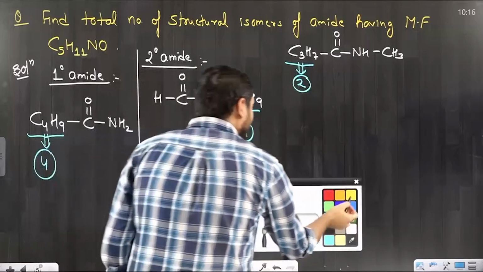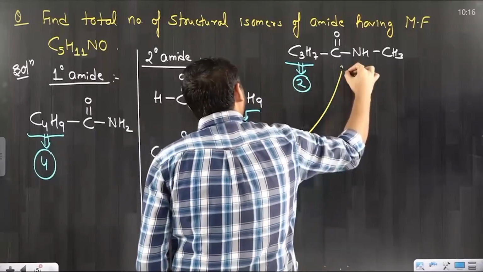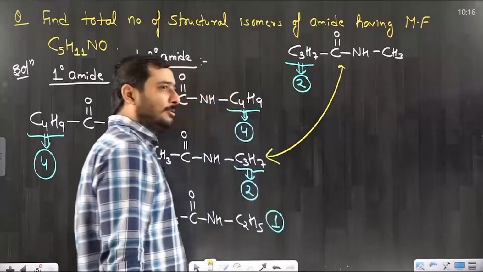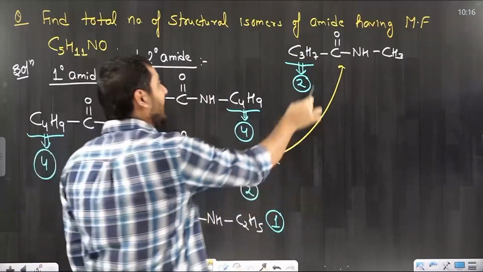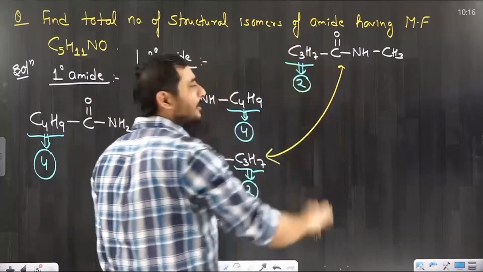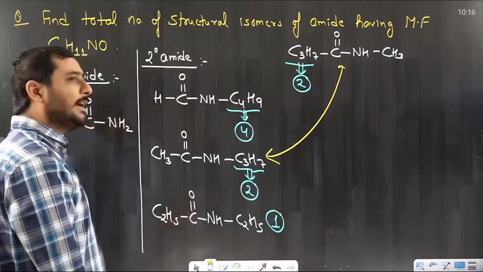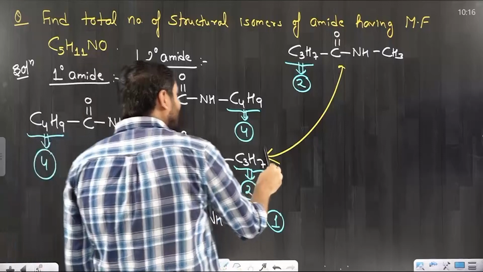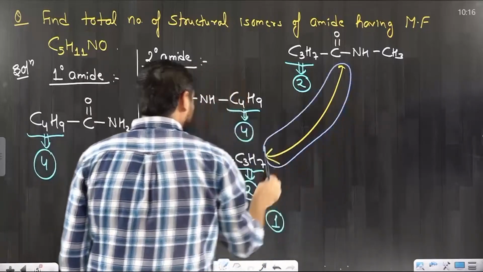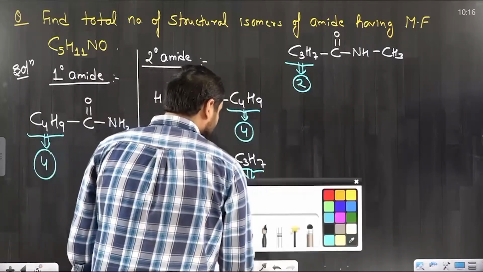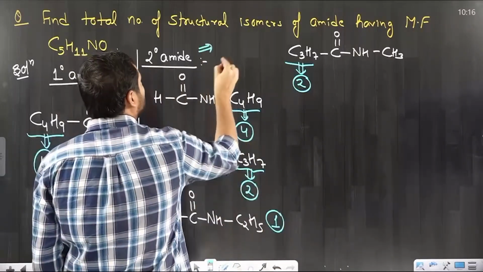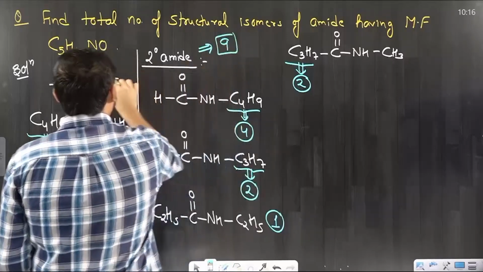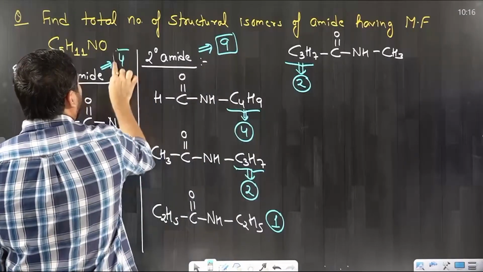Now the important point is, these two are different. These are not identical. Here the propyl group C3H7 is bonded with NH, and here propyl is bonded with C double bond O. So that's why these two are different. So if we count, how many secondary amides are possible? 4 plus 2, 6, 7, 7 plus 2, 9. So 9 are secondary amides and 4 are primary amides.